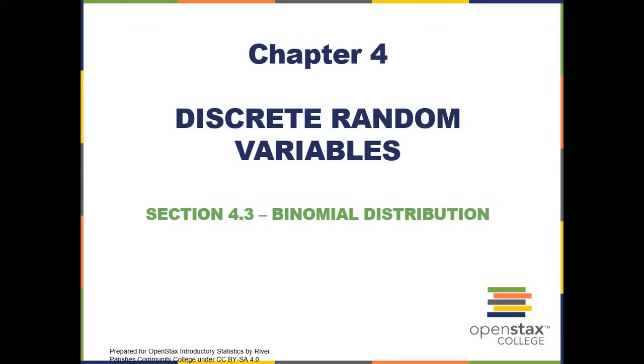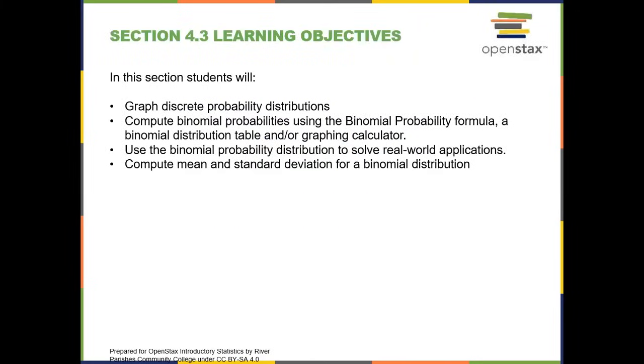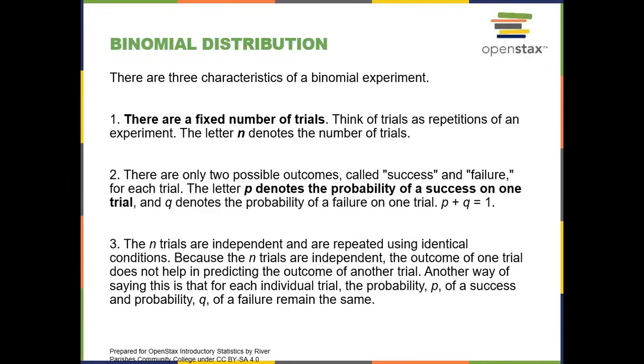Okay, binomial distribution, by 2 possibilities. Probability of success is constant from trial to trial, 0.5 in my example. Probability of failure is also 0.5. Okay. So what are the characteristics of a binomial experiment? There are a fixed number of trials. Trials is same as experiment. Think of trials as repetitions of an experiment. The letter N denotes the number of trials.